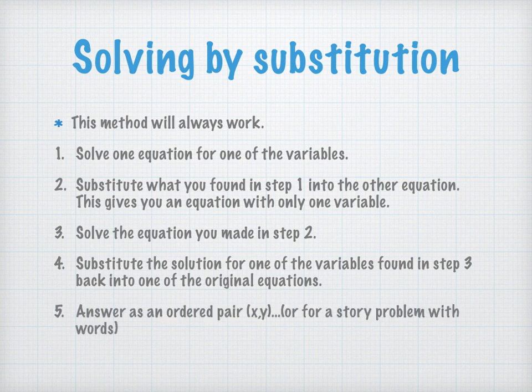Now you're always going to answer as an ordered pair, or for a story problem with words. Remember, you're often going to be solving for x and y, so your x would go first and your y second. So again, our steps: solve one equation for one of the variables, substitute what you found there into the other equation so that you have an equation in only one variable, solve that equation, then substitute that solution back into one of your original equations to solve for your other variable, and then answer as an ordered pair, or in the case of a story problem, with words.